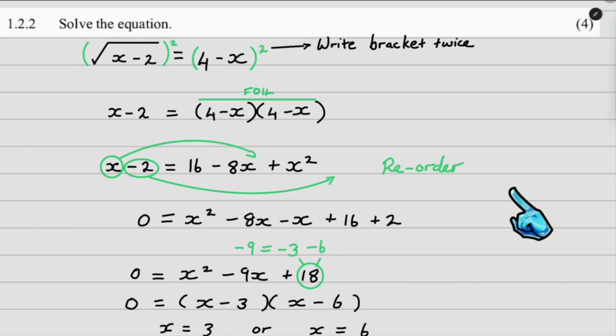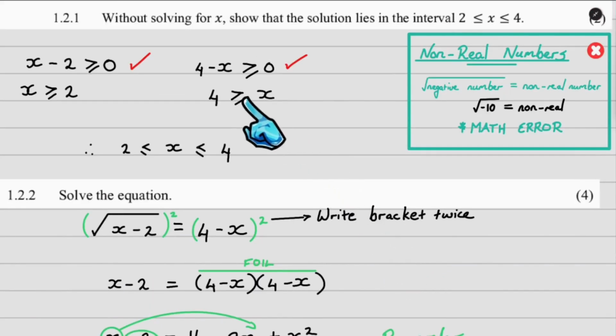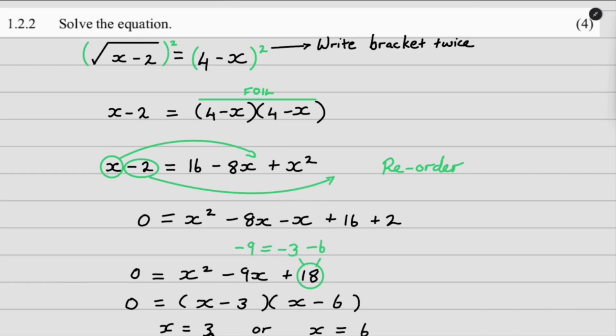Okay, now we're not quite done. This is a third equation, so you've got to be careful. One of these solutions is probably not valid. And they actually try to give us a clue about that in the previous question. In the previous question, we established that the solution for this equation lies in between 2 and 4. And only one of these answers is in between 2 and 4. It's a 3. 6 is not in between 2 and 4. So we have to reject the 6 to get our full marks over here. And we just do that by putting a stroke through this equal sign.